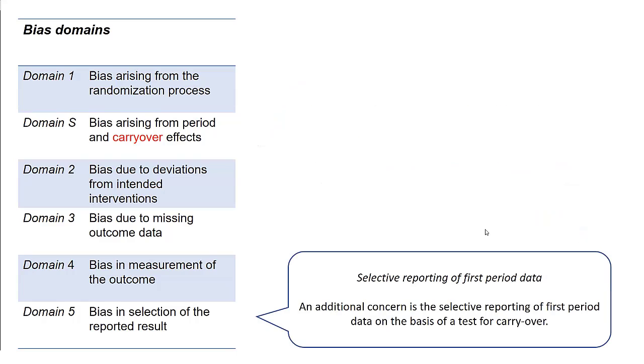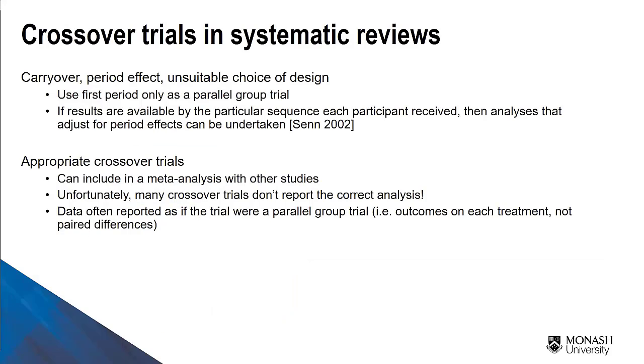Another particular issue under bias and selection of the reported result that occurs for crossover trials is when only results from the first period are reported, and the decision to report only the first period results is based on a test for carryover. In that case, just using data from only the first period will be biased. And so an assessment needs to also be made about that.